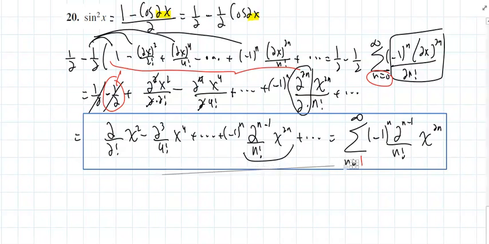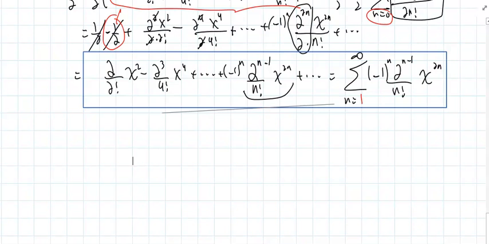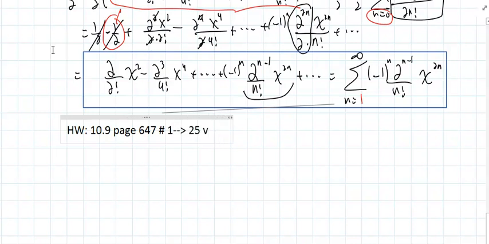Now, the homework in this section, I just want to point out what this is, and we'll give you the homework. Well, no, let me give you the homework now. This is section 10.9 on page 647. And you're going to do numbers 1 through 25 of the upper part.